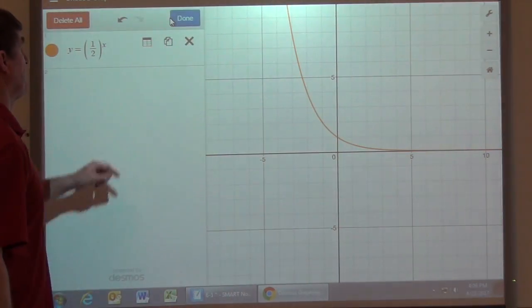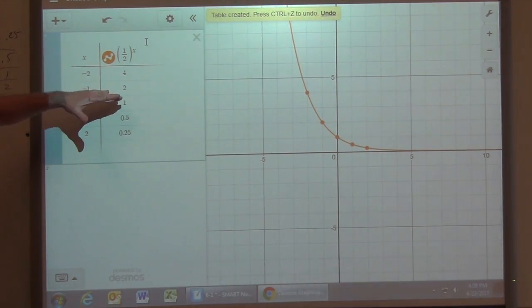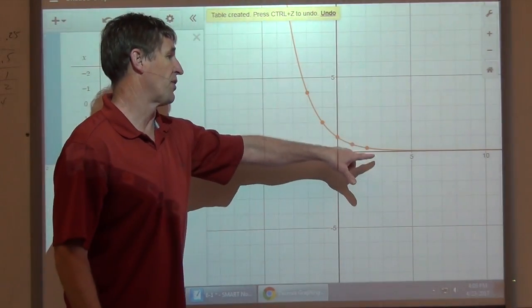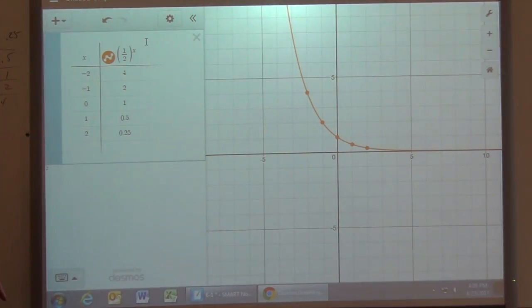Again, all we have to do is go to the table and get our values, -2, 4, -1, 2. And again, you would plot those if you were doing the graph and connect them to get an estimate of what the graph would look like.